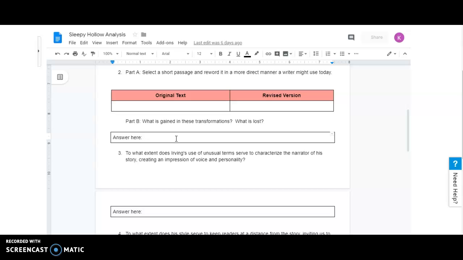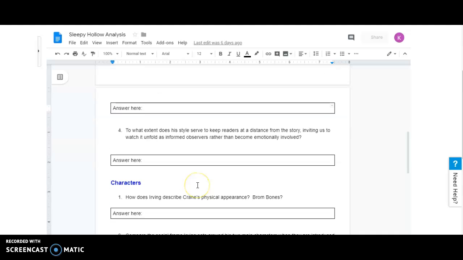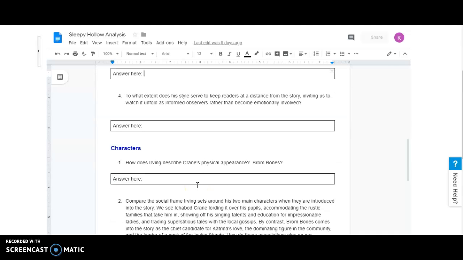For question 3, to what extent does Irving's use of unusual terms serve to characterize the narrator of his story, creating an impression of voice and personality? Think about how his unusual terms really show the uniqueness of his narrator, Mr. Knickerbocker, okay?